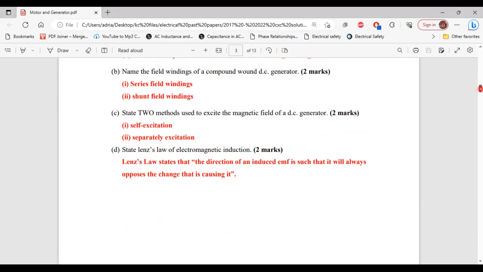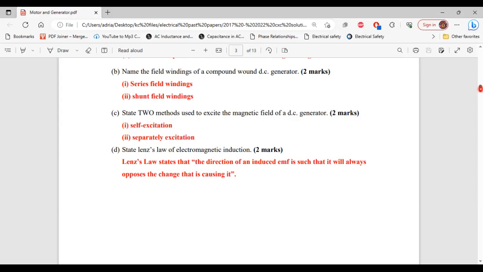Part B, it says name the field windings of a compound wound DC generator. So the windings are 1, series field windings. 2, shunt field windings. So that's it for part B. For part C, it says state 2 methods used to excite the magnetic field of a DC generator. So the 2 methods are 1, self-excitation. 2, separate excitation.